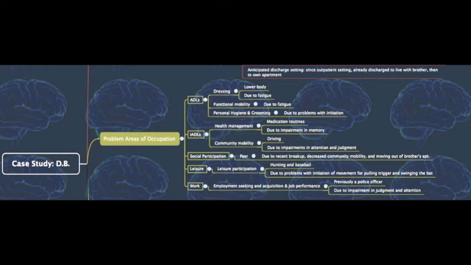And then for work, employment seeking, he was previously a police officer, so if he can no longer do that job, we need to find a job that he could do. And then job performance, he may have difficulties due to impairment in judgment and attention.